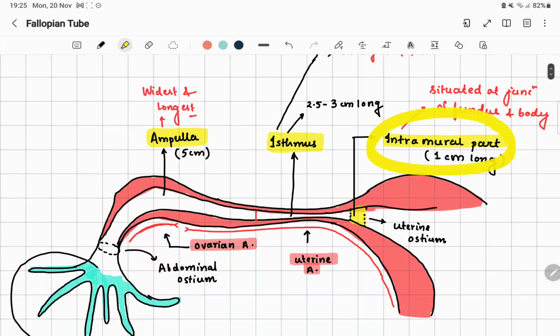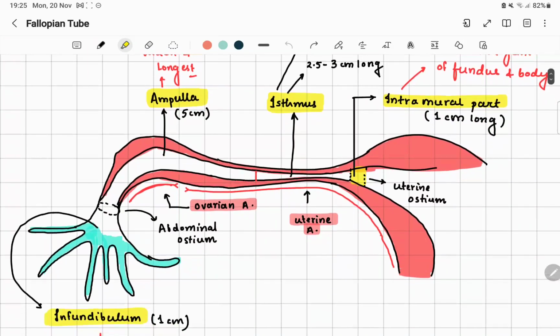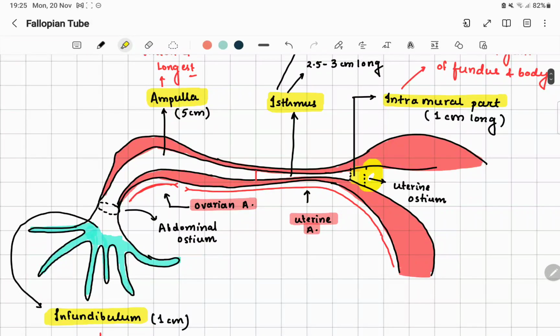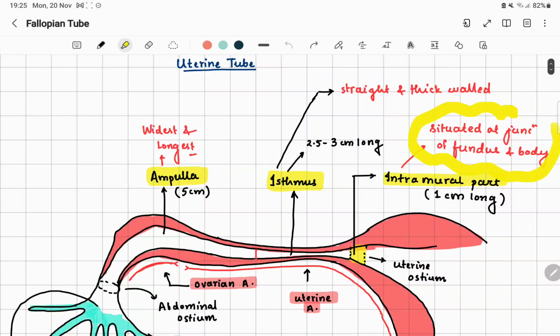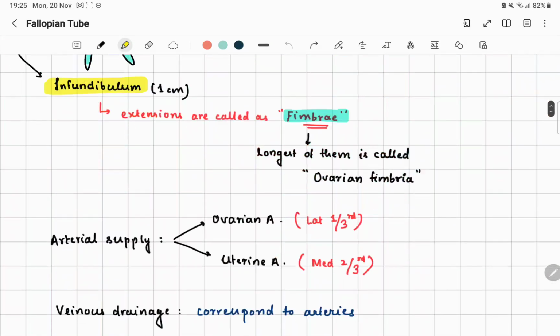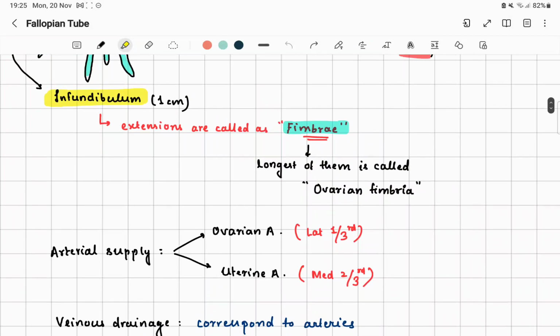And we have the intramural part, which is also 1 cm in length. This is the intramural part. And now you have the uterine ostium. Now the uterus will be there. The intramural part is situated at the junction of the body and the fundus. So this completes the parts of your fallopian tube.